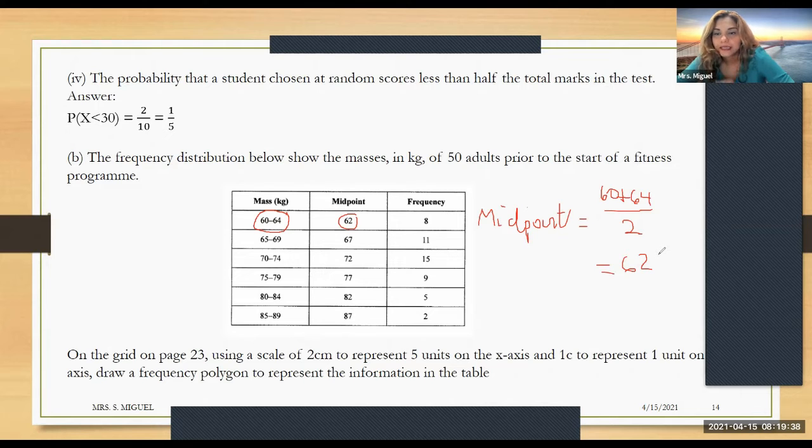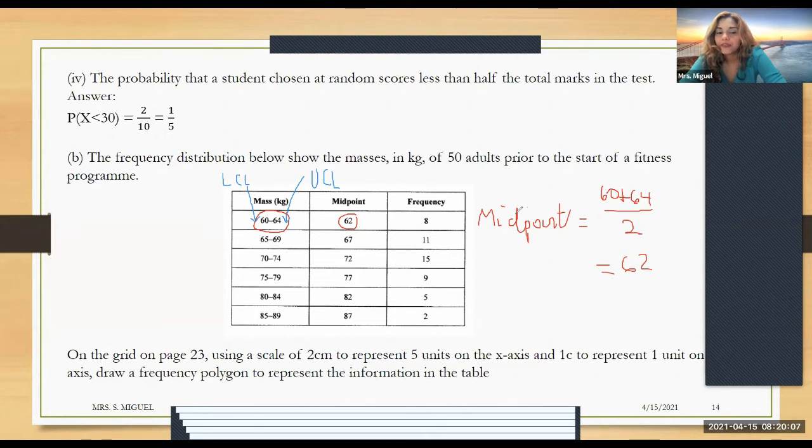From last day, we have special names for each of those scores. 60 is what we call the lower class limit because that is the lower value. And 64 is what we call the upper class limit. So to find the midpoint, we add the lower class limit to the upper class limit and we get half of that, and that will give us the midpoint.